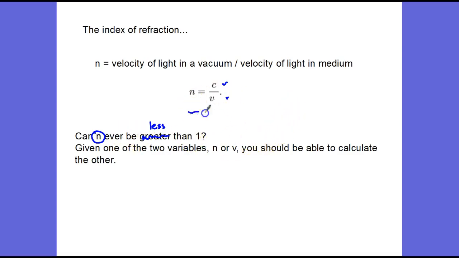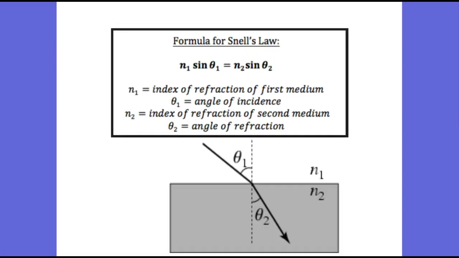So given this equation, if you are given any two of those three, you'll be given c, you know what that is. Given either index of refraction, you'll have to find velocity, or given velocity, you'll have to find index of refraction. This is Snell's law, the relationship between the indices of refraction of two materials and the angles of incidence and refraction. This is the incident angle, theta 1, and this is the refracted angle, theta 2. So this is material 1 with index of refraction n1 and material 2 with index of refraction n2. So n1 sine theta 1 equals n2 sine theta 2.